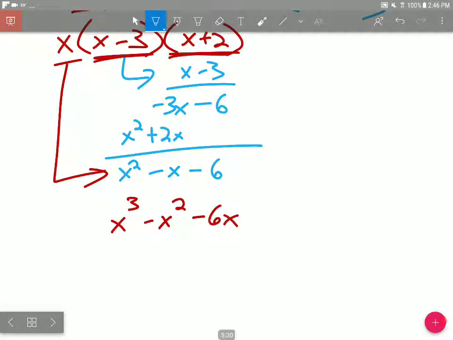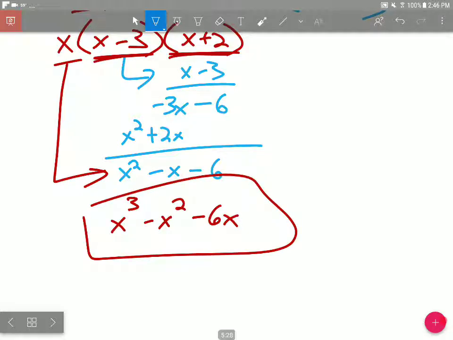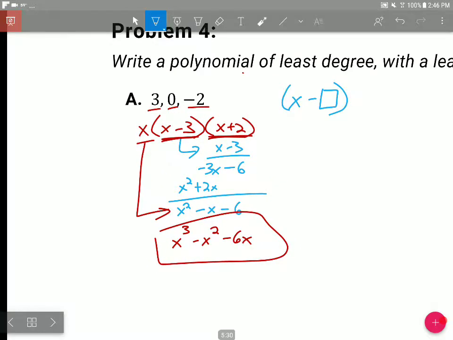Cool. Are we done? Is there anything else to multiply by? No, we're done. So here's the deal. This polynomial has those three solutions. That was the goal, to create a polynomial that has those as solutions. Cool? Yes. That's the gist of today. Any questions about that?